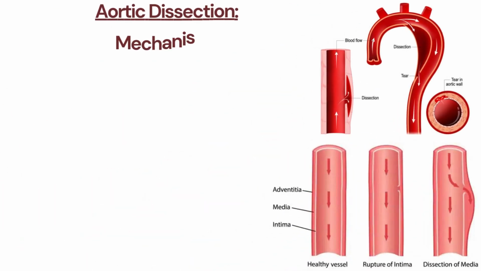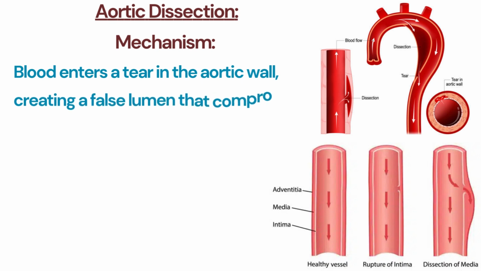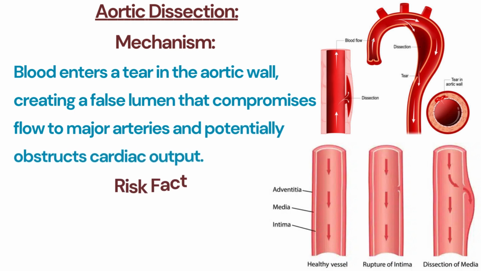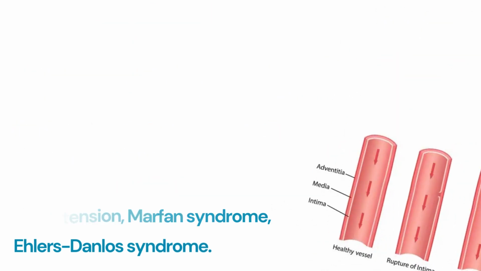Aortic dissection. Mechanism: blood enters a tear in the aortic wall, creating a false lumen that compromises flow to major arteries and potentially obstructs cardiac output. Risk factors: hypertension, Marfan syndrome, and Ehlers-Danlos syndrome.